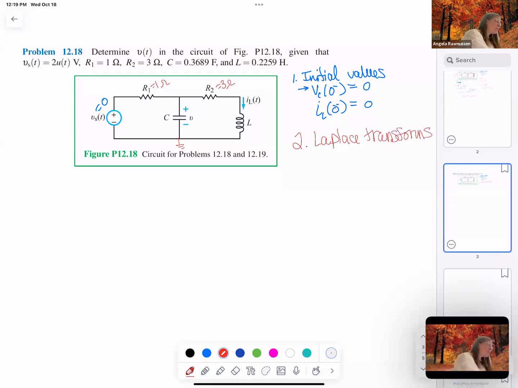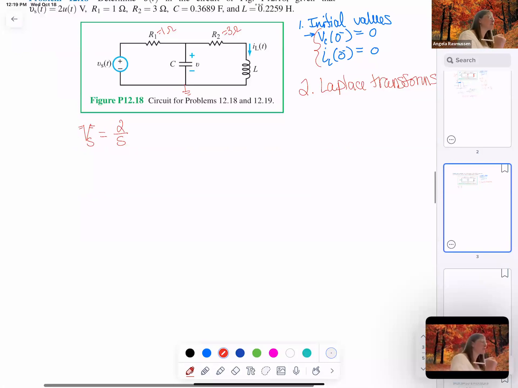Okay, so Vs of t is going to look like what? The Laplace of Vs is just going to be 2 over S. And then we have 0 for the initial voltages and current. So we can just write the impedance as 1 over CS for the capacitor and LS for the inductor. Once we've transformed them into the S domain, you treat them just like any other resistance.